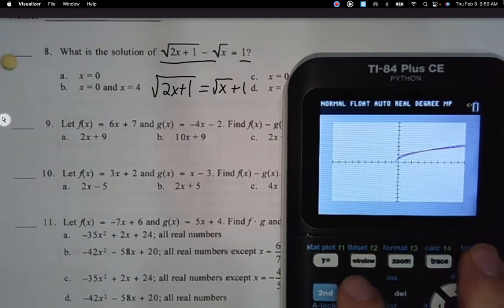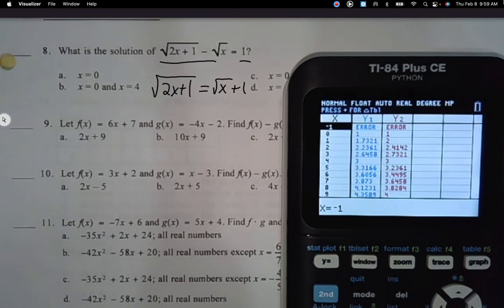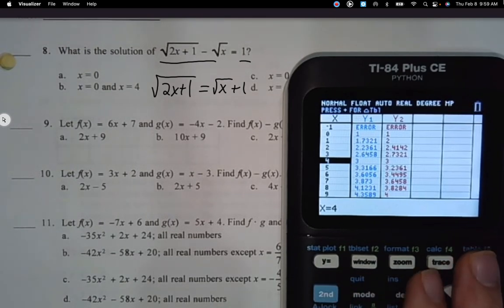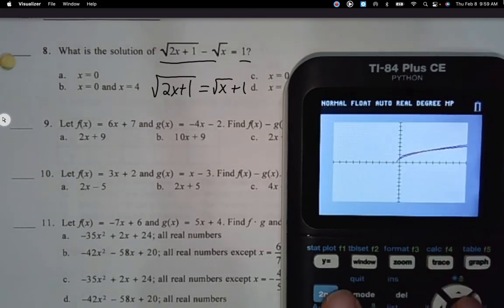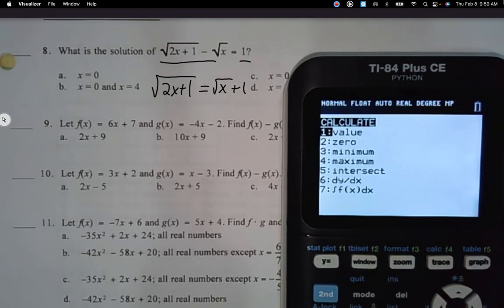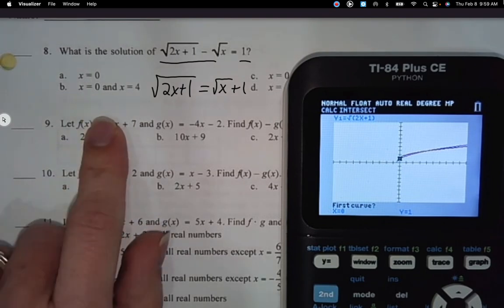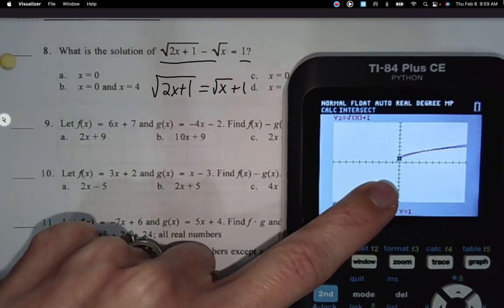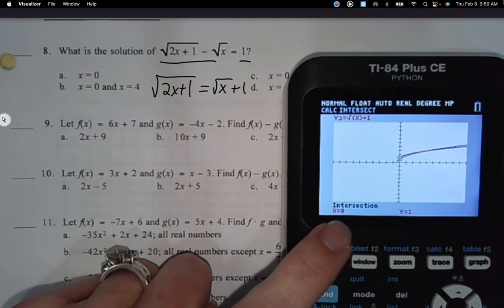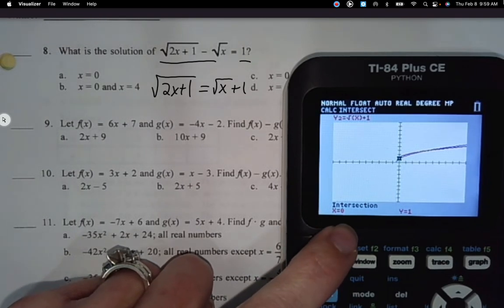So you can look at your table and probably see where they intersect. At 0 and what? 4. At x is 0 and x is 4. So you could look at your table. That's one way to do it. Or you can come back to your graph and press second trace. Let's find where they intersect. Since my answer choices are here, I'm going to put inner right here close to 0. Is that an intersection? Yes, it is.